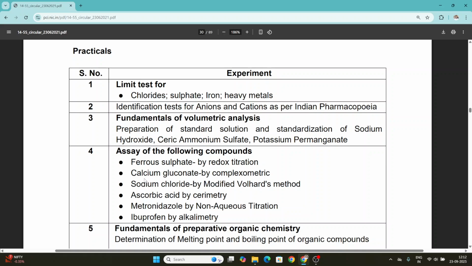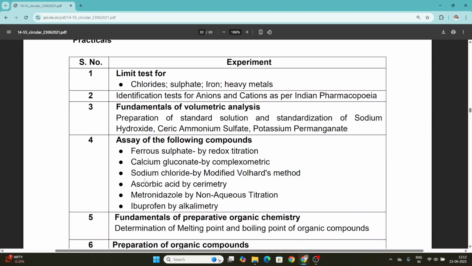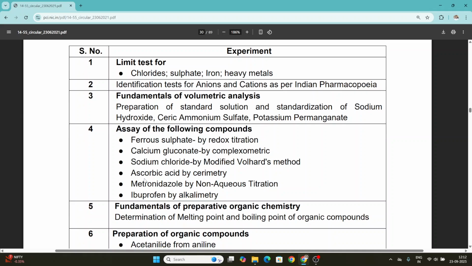Practicals, serial number and experiment. 1. Limit test for chlorides, sulfates, irons, heavy metals. 2. Identification test for anion and cation as per Indian Pharmacopoeia. 3. Fundamentals of volumetric analysis, preparation of standard solution and standardization of sodium hydroxide, ceric ammonium sulfate, potassium permanganate.